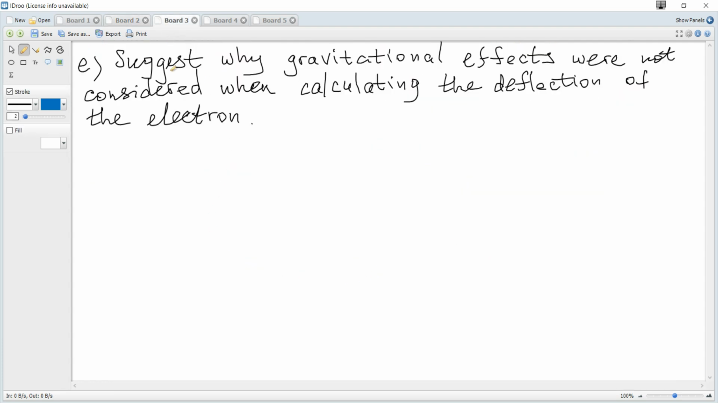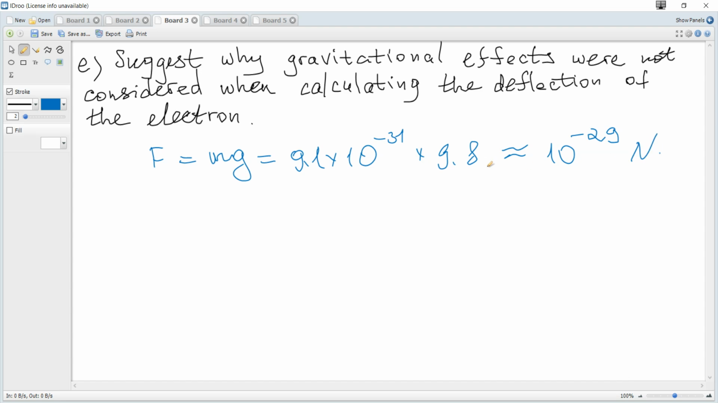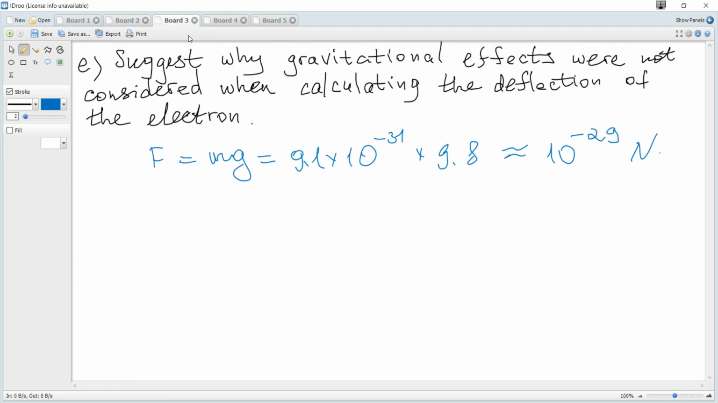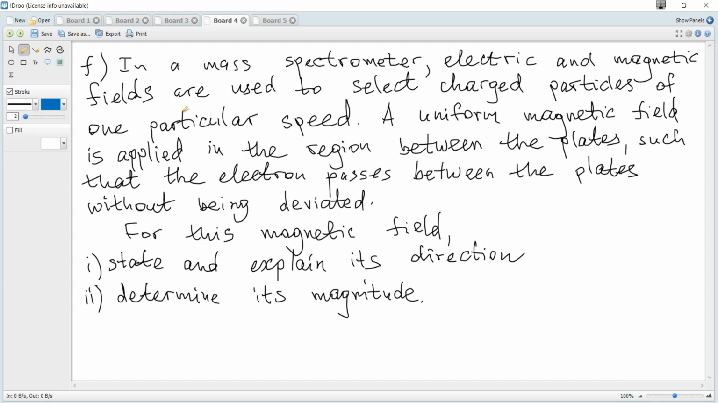The next, suggest why gravitational effects were not considered when calculating the deflection of the electron. Let's calculate the gravitational force mg. It's 9.1 times 10 to negative 31 times g, and you can see that it's approximately 10 to negative 29 newtons, and you can see that the electric force is 10 to negative 16. So we can say that the gravitational force is very small in comparison with the electromagnetic force, so it is negligible. It is not taken into account.